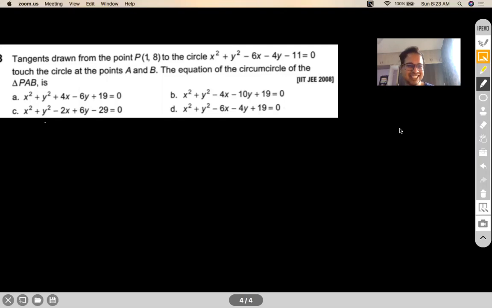I may forget. So, tangents are drawn from an external point P to the circle, which touch the circle at A and B. Find the equation of the circumcircle of triangle PAB. I want this response to come within 1 minute. I'm putting the poll on. Please start responding.